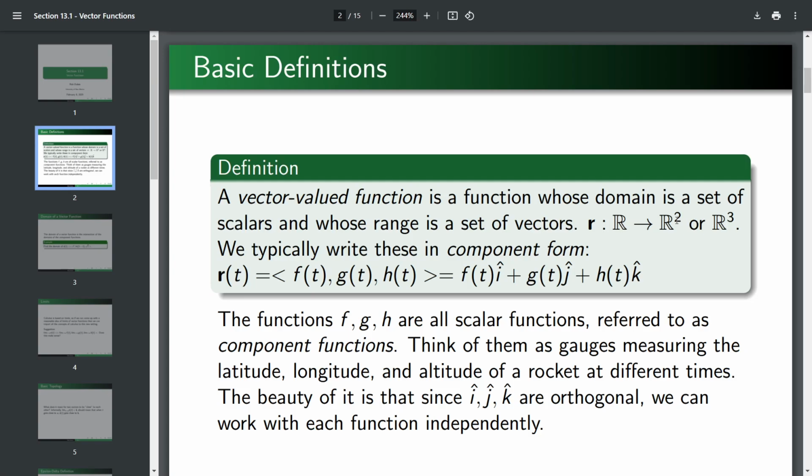In a lot of computer systems, for instance, there might be 10,000 array sets, 10,000 variables in them. But in this class, we'll just stick with R2 and R3. And so we'll typically write these in component form. So we split this into our three pieces. f of t goes in the x slot or the i slot. g of t goes in the j slot, and h of t goes in the k slot.